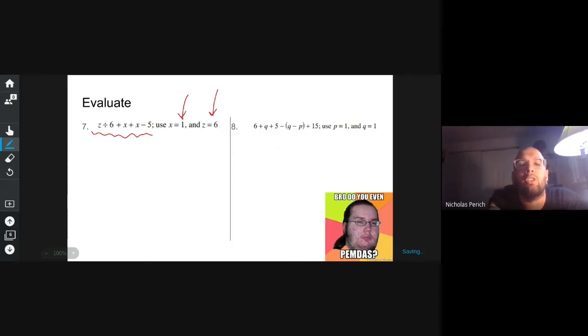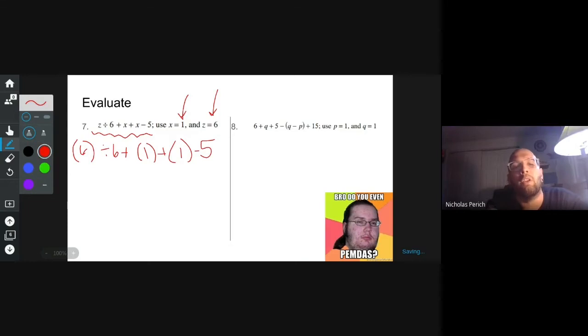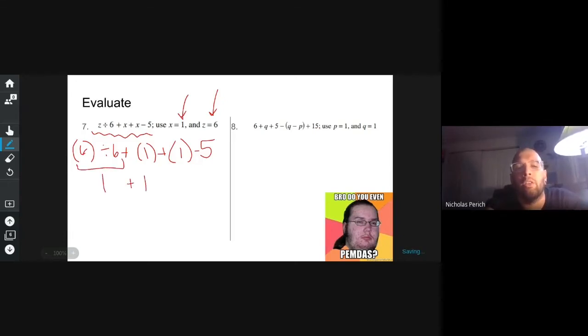So I have z, which is actually 6. So I'm going to replace z with 6, parentheses 6, divided by 6, plus x, which is 1, minus 5. According to PEMDAS, I have division, I have add, I have subtract. According to PEMDAS, I do division first. So 6 divided by 6 is 1, plus a 1 that doesn't need the parentheses, minus 5. Now I can just work left to right. 1 plus 1 is 2, plus 1 is 3, minus 5 is negative 2.